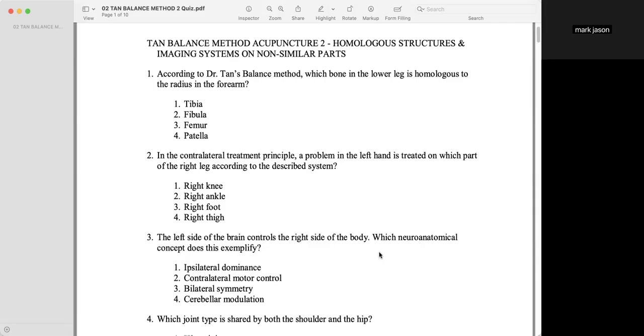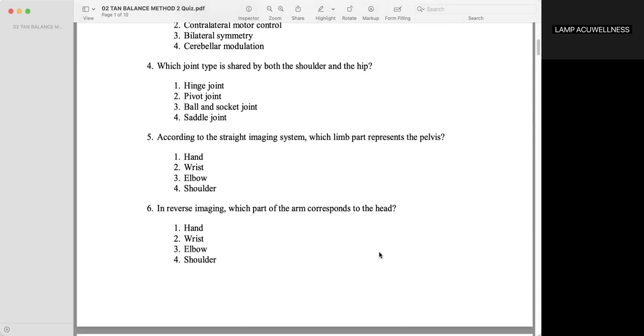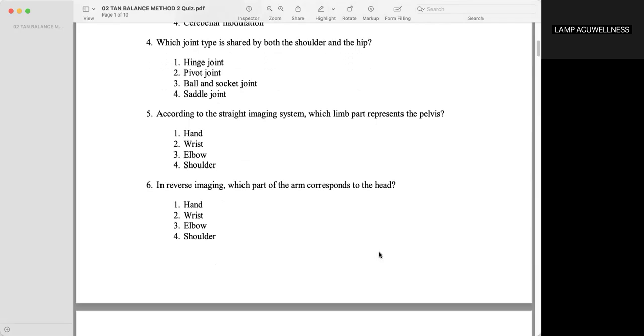Right foot. The left side of the right foot. The brain controls the right side of the body. Which neuroanatomical concept does this exemplify? Contralateral motor control. Which joint type is shared by both the shoulder and the hip?